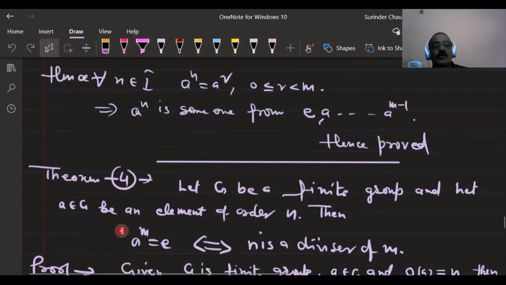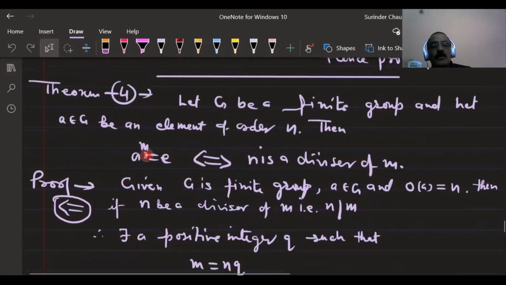Next, let G be a finite group and let a belong to G be an element of order n. Then a^m is equal to e if and only if n is a divisor of m. Now we'll prove the sufficiency part first. Given G is a finite group, a belongs to G with order n.